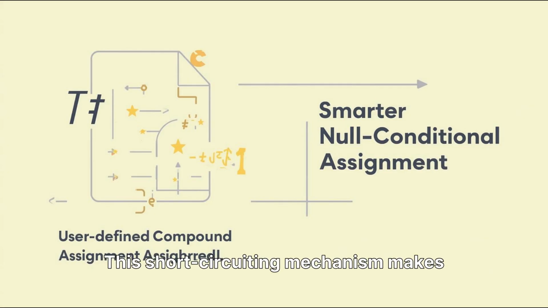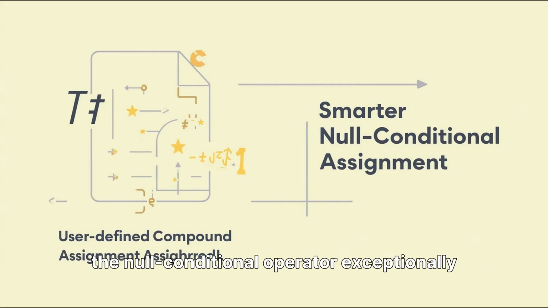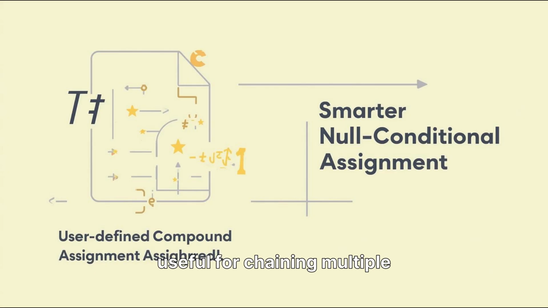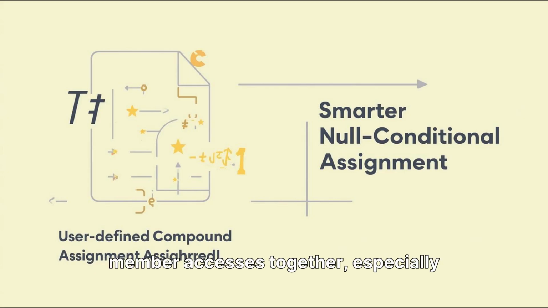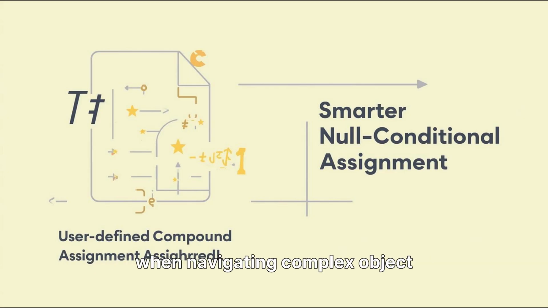This short-circuiting mechanism makes the null conditional operator exceptionally useful for chaining multiple member accesses together, especially when navigating complex object graphs. Consider a scenario like order?.customer?.contact?.email. Without ?., this would necessitate multiple nested if statements to check each level for nullity, leading to deeply indented and less readable code.